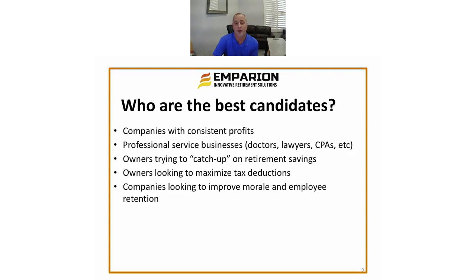Also, they can be very good for companies who are looking to improve morale and employee retention. We have a lot of companies that like to use these plans sort of like a bonus structure, where they can provide a little bonus or incentive to their employees. It can work very well in those situations to also give the owner a nice contribution as well.